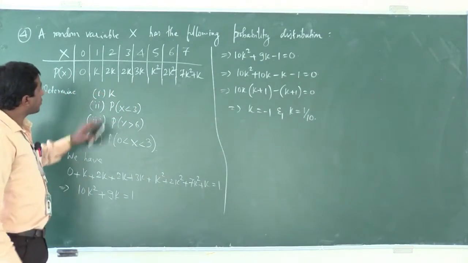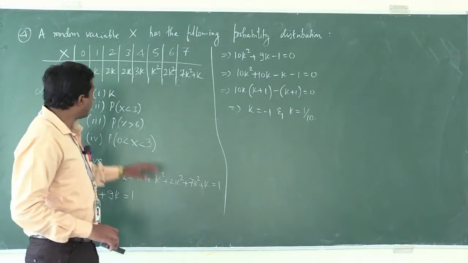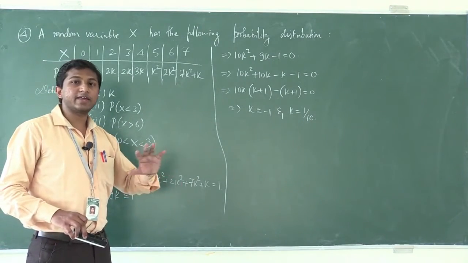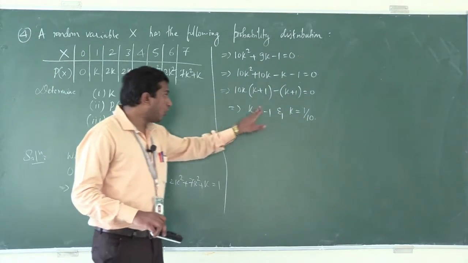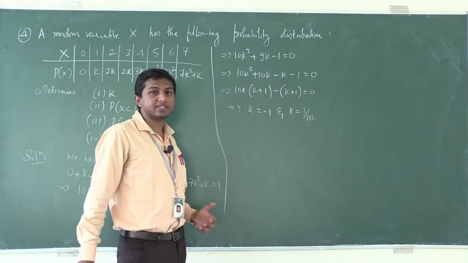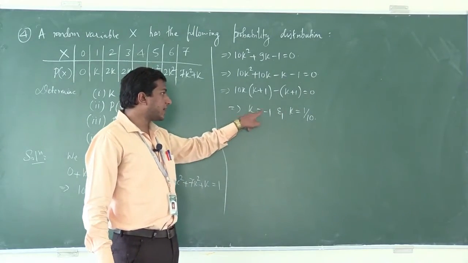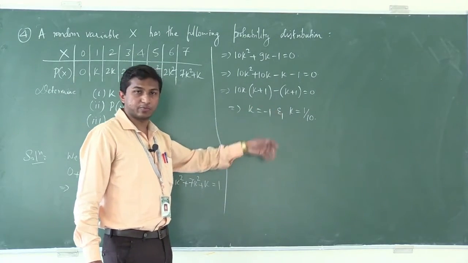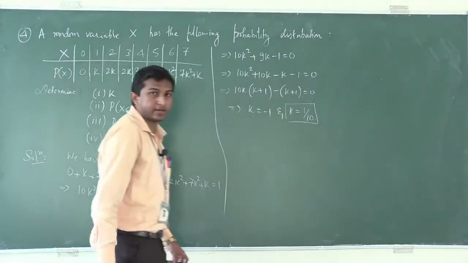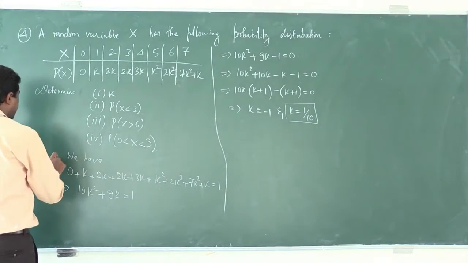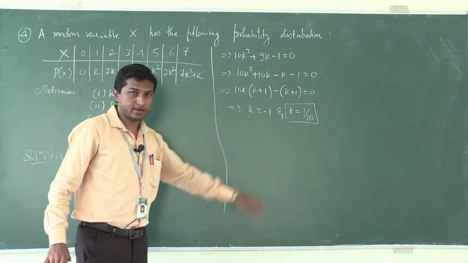But what do we know from the first condition of probability distribution? No probability can be a negative number. It has to be a number in between 0 and 1. So of these two, which is the number in between 0 and 1? 1 by 10 is the number in between 0 and 1. So k equals minus 1 is not possible. We have to take the value of k as 1 by 10. So this is the first sub question, value of k is 1 by 10.